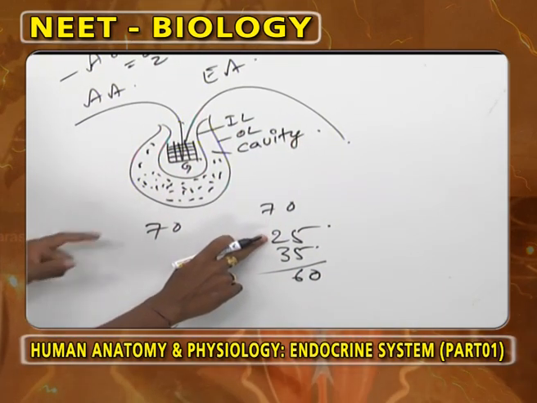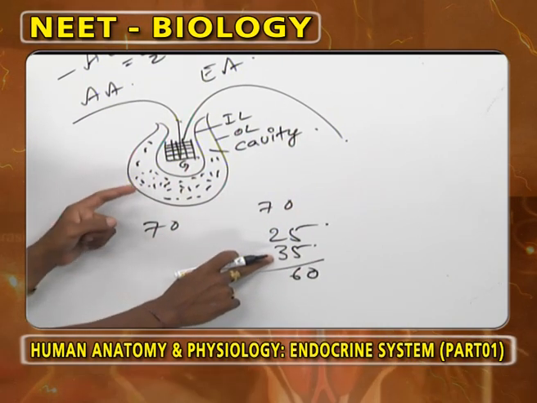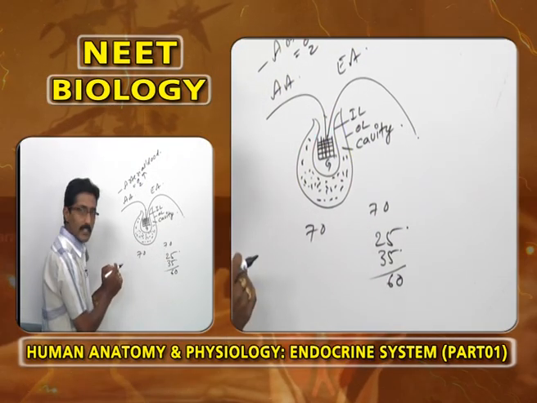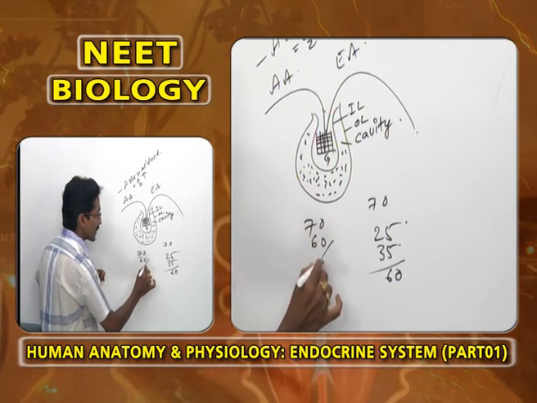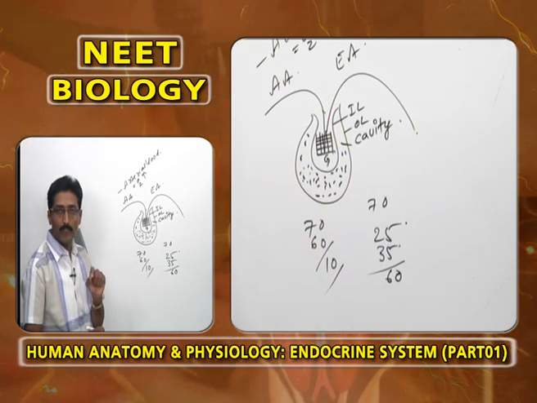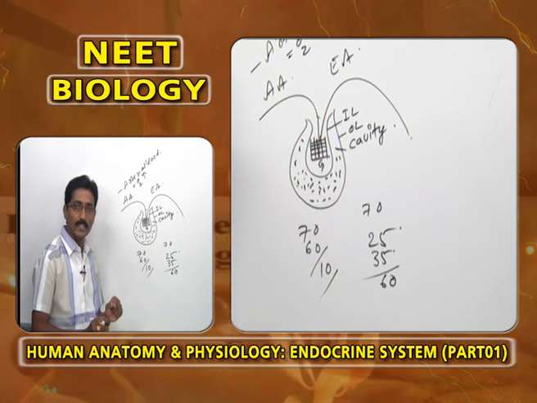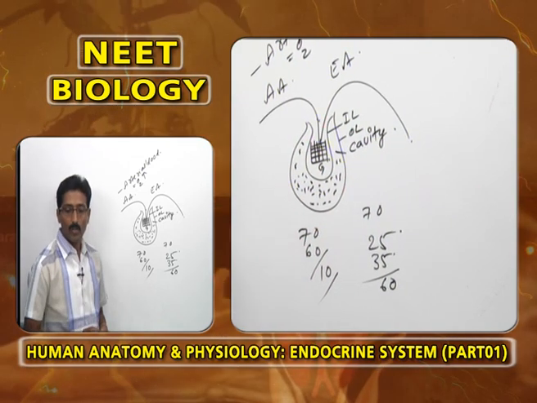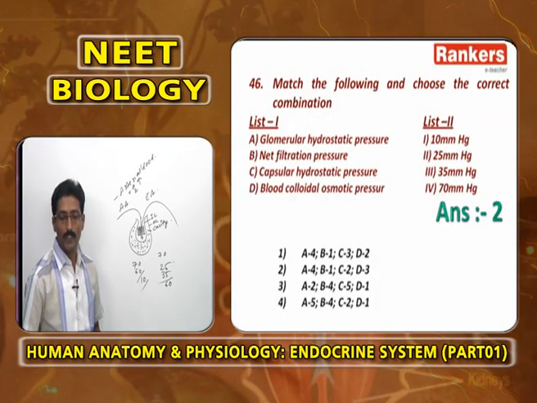Now 25 plus 35. Here what is the 25? Capsular pressure. What is the 35? That is the osmotic colloidal pressure of blood. 25 plus 35 we are getting 60. Now what is the hydrostatic pressure? 70. 70 minus 60 we are getting 10. That we call net filtration pressure. Because of this, in the glomerulus, the blood is subjected to filtration. Now based on this information, the answer is the second one. Now we go for the next question.